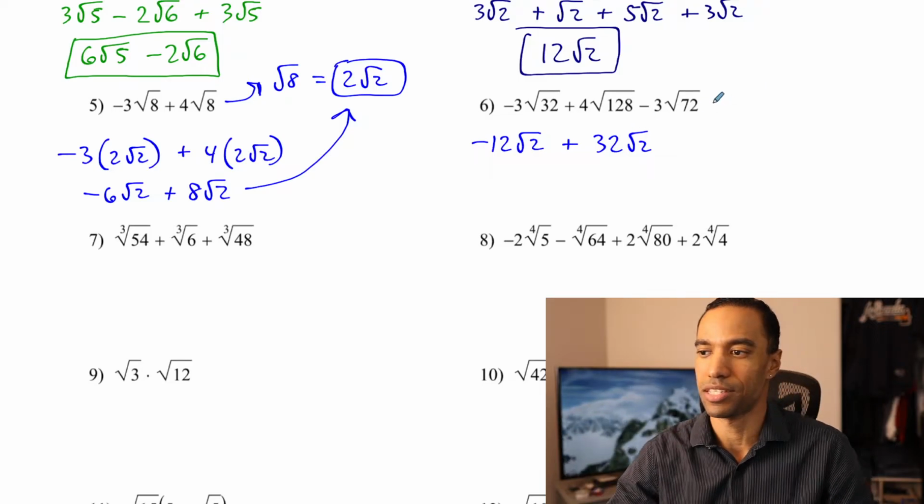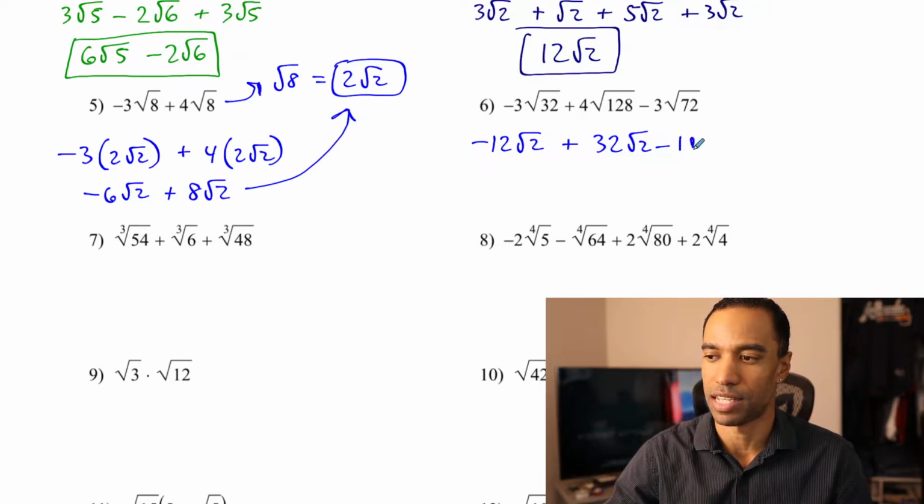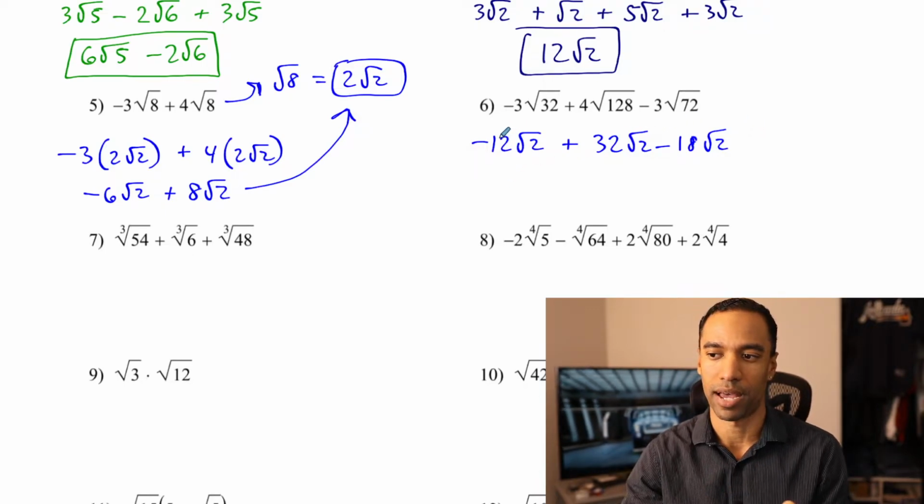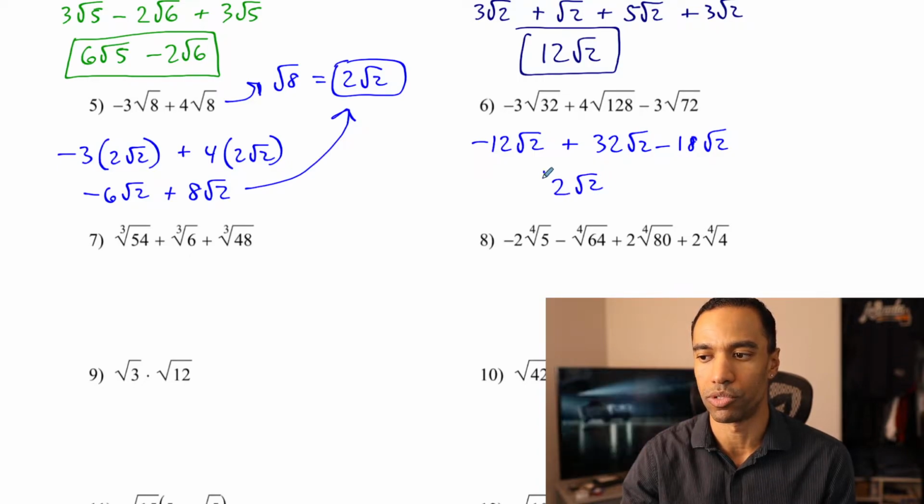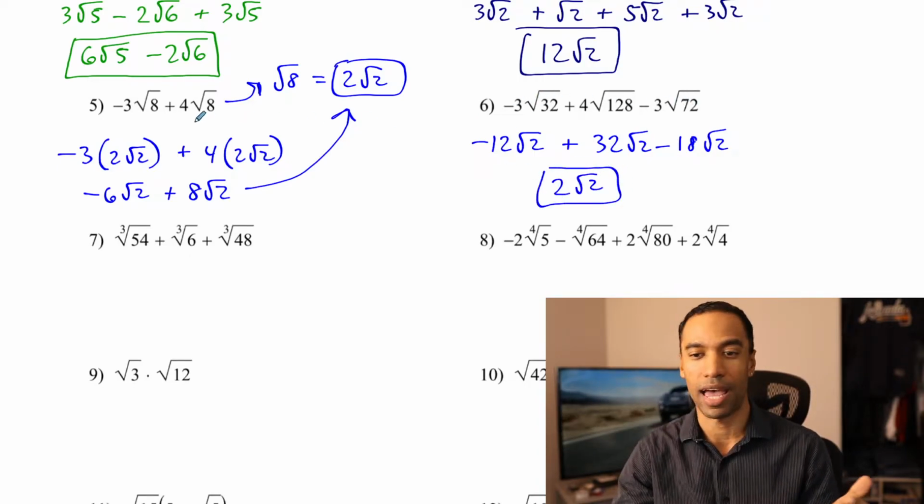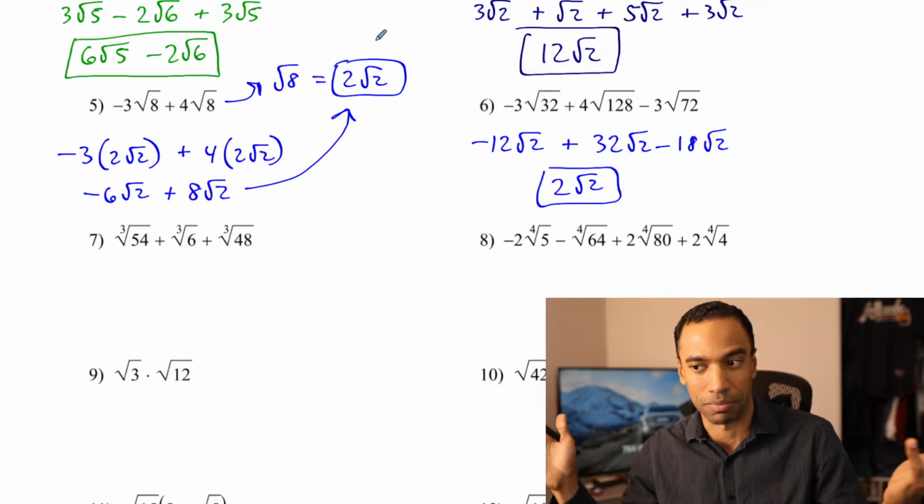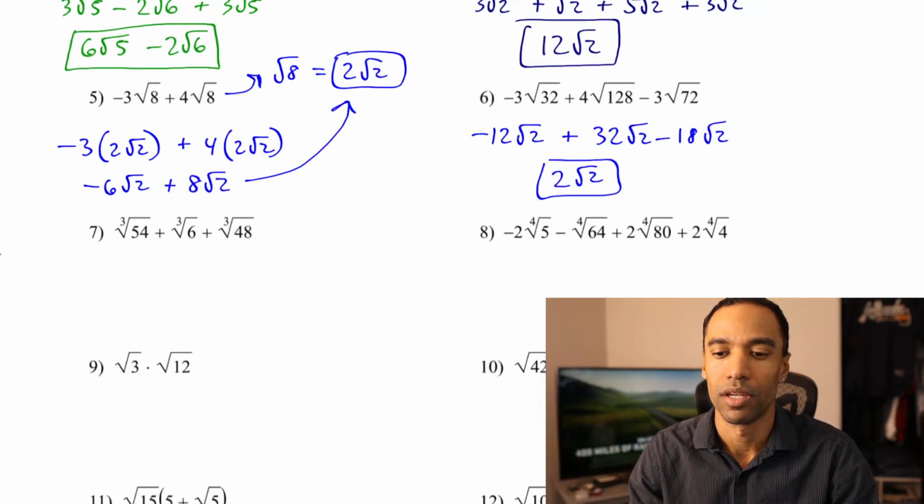Square root of 36 is 6. 6 times negative 3 is negative 18. So negative 18 root 2. All root 2's, all can combine. Negative 12 plus 32 is 20. Minus 18 is 2. Also 2 root 2 as an answer. Who knew that that and that were the exact same value? Well, I didn't until right now.